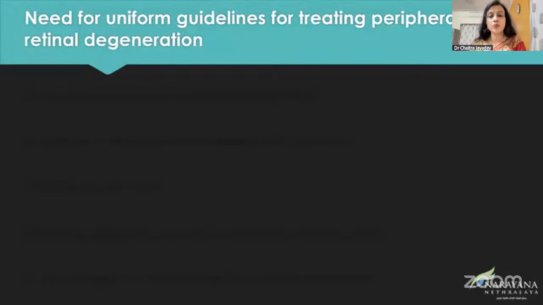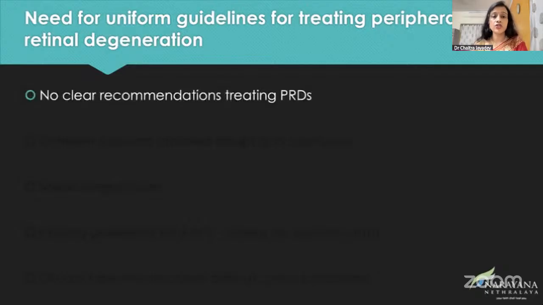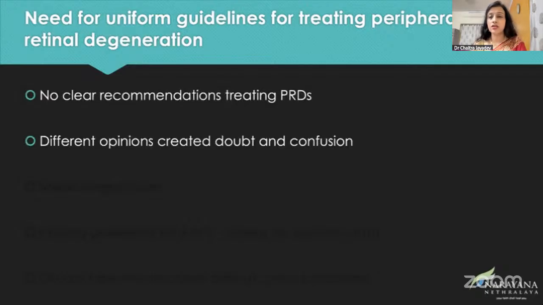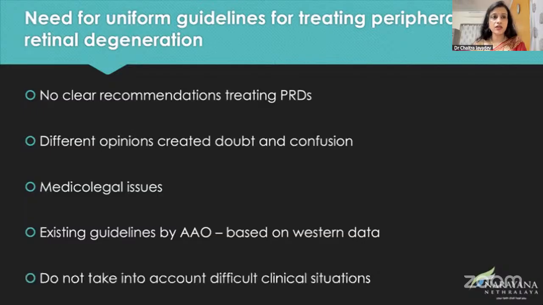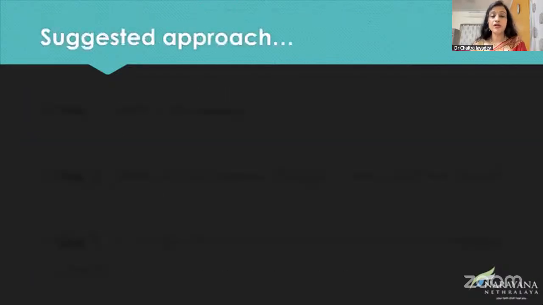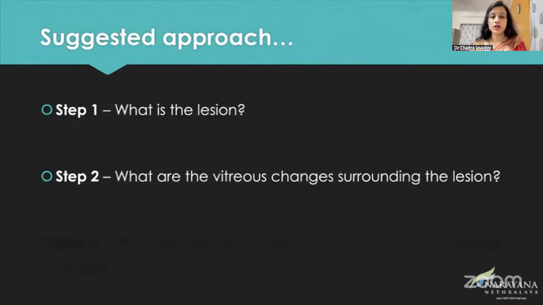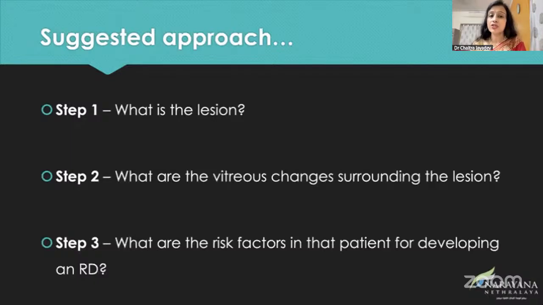Now, that brings us to the point that we don't have uniform guidelines to treat our patients. No clear recommendation as such. Most of them have doubts and confusion about certain lesions. But important is that these are patients undergoing cataract or refractive surgery whom we are promising 6/6 vision. So medicolegal issues can definitely be at the forefront. Most of the existing guidelines are by the Academy based on Western data, and they do not take into account difficult clinical situations. So a suggested approach is: what is the lesion? What are the vitreous changes around the lesion? And what are the risk factors in that particular patient for developing a retinal detachment?